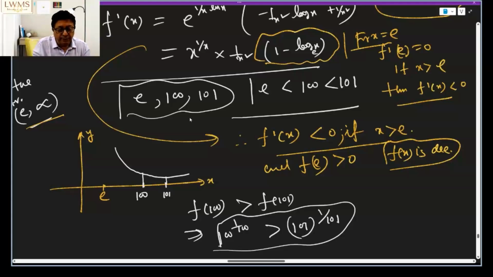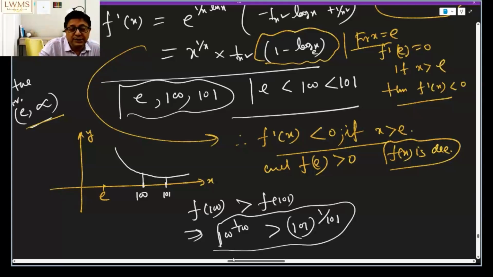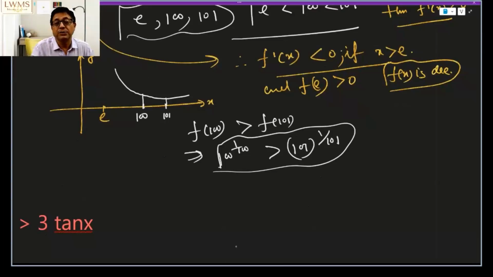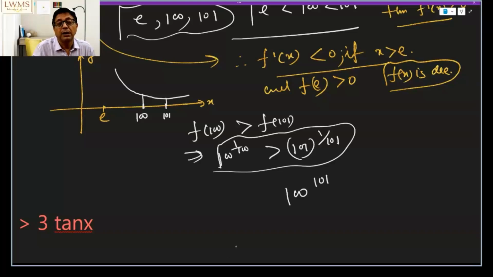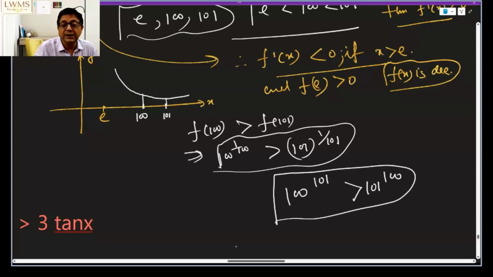So this way we can compare two or more quantities by using the concept of increasing and decreasing functions. This sum can be asked in this manner also: 100 to the power 101 greater than 101 to the power 100. You please use the concept of increasing decreasing function. No maximum minimum, it will confuse you.